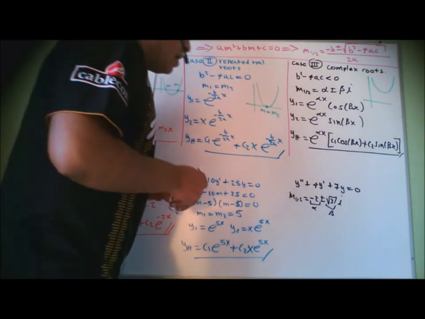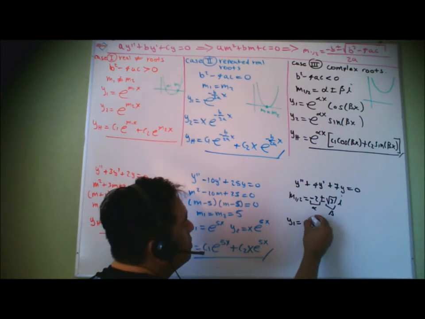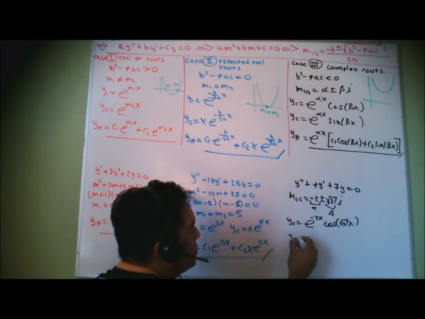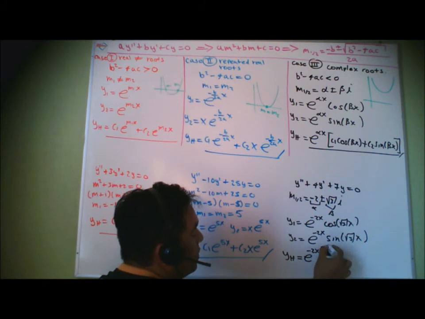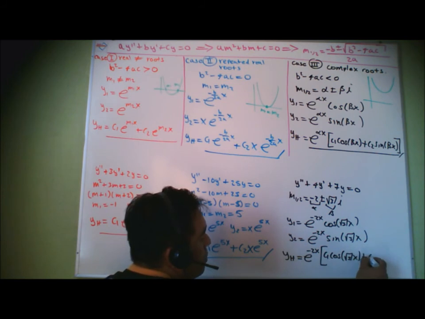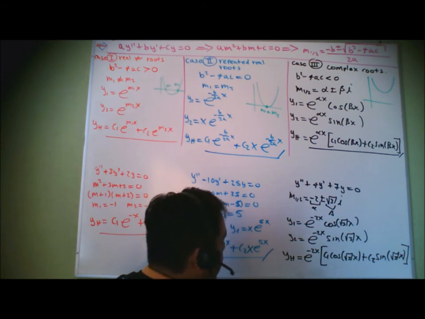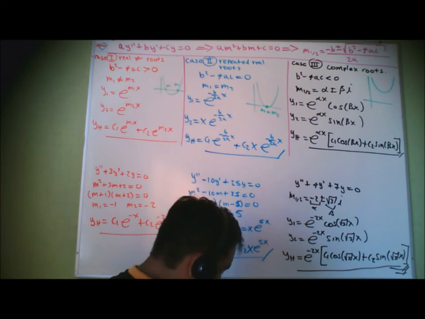So I'm going to write the solutions. The first solution is exponential minus 2x cosine of the square root of 3x. The second solution is exponential minus 2x, the sine of the square root of 3x. And then the homogeneous solution is going to be exponential minus 2x, I factorize the exponential, c1 cosine of the square root of 3x plus c2 sine of the square root of 3x. And there you go, you have your solutions for the three cases.